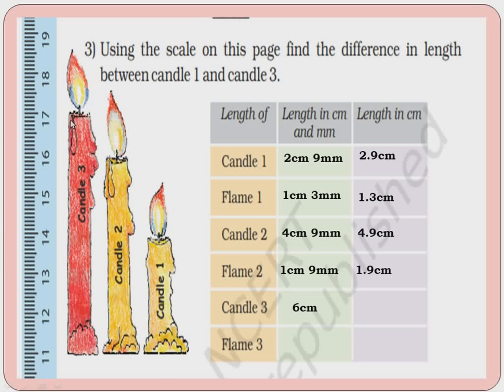Next, candle 3 is exactly 6, because 11 to 17 is 6. So 6 centimeters, and the flame is 1 centimeter 9 mm, which I can write as 1.9. All the children have to do this by themselves, keeping the scale and measuring it properly.